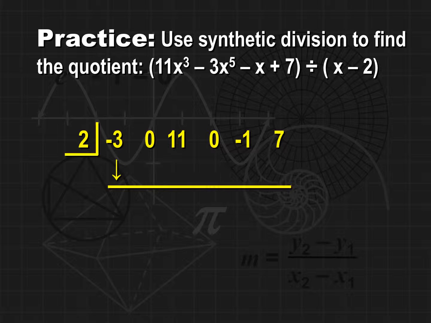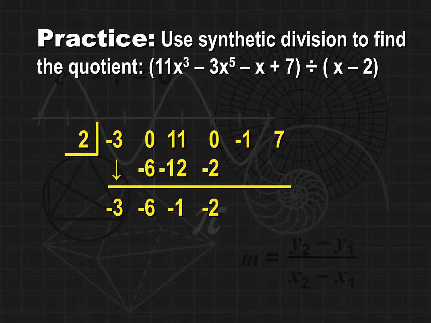So we bring down our first term, which is negative 3. 2 times negative 3 is negative 6. 0 plus negative 6 is negative 6. 2 times negative 6 is negative 12. 11 plus negative 12 is negative 1. 2 times negative 1 is negative 2. 0 plus negative 2 is negative 2.